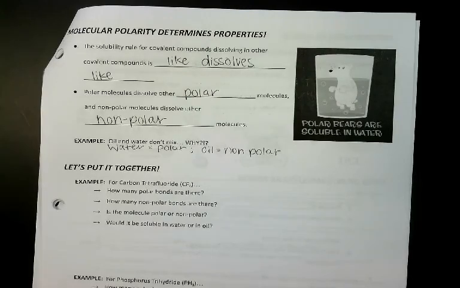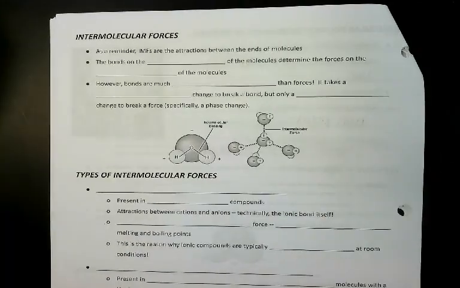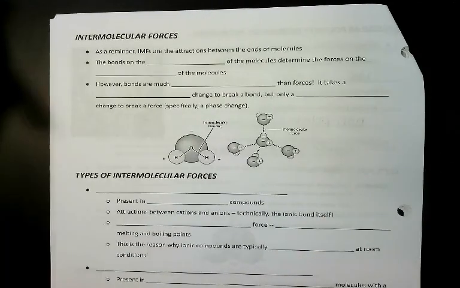Okay? Now I'm going to skip these two examples so we can move on to intermolecular forces. We can come back to that if we have time. Alright? Now, polarity is going to determine intermolecular force. There's actually four types that we're going to look at. But polarity will determine that, also type of bond.